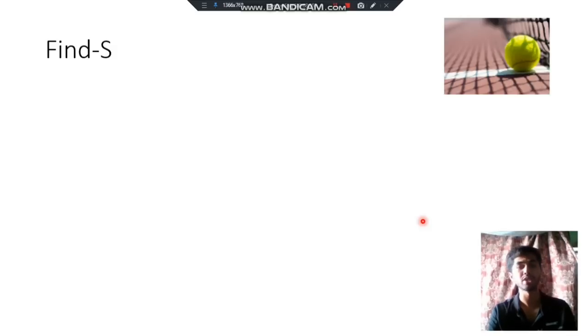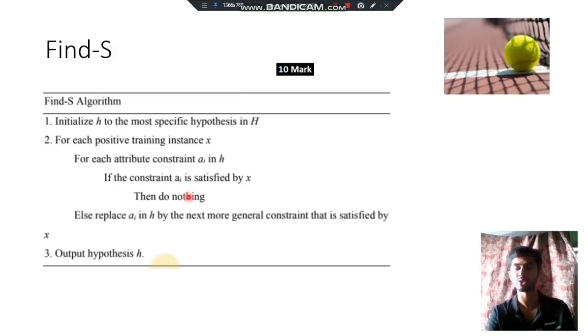Moving on, we have the Find-S algorithm, a very simple algorithm. The numerical, you can watch the video I have uploaded specifically for this one. In the Find-S algorithm, you'll be initializing to the most specific hypothesis. For each example, you'll be considering each attribute of it. If it is satisfied, you'll keep it as such. If it's not, you'll put it as a question mark, and then you'll output the hypothesis.